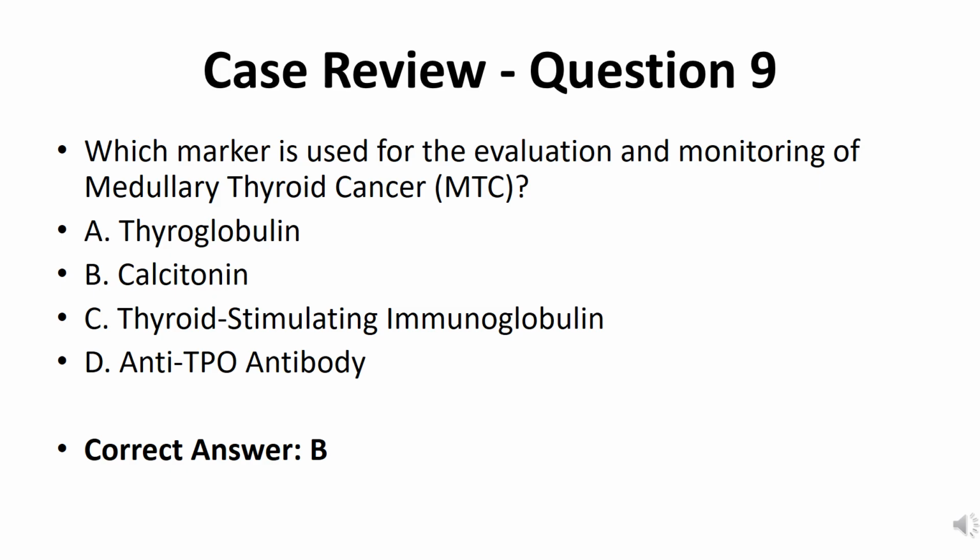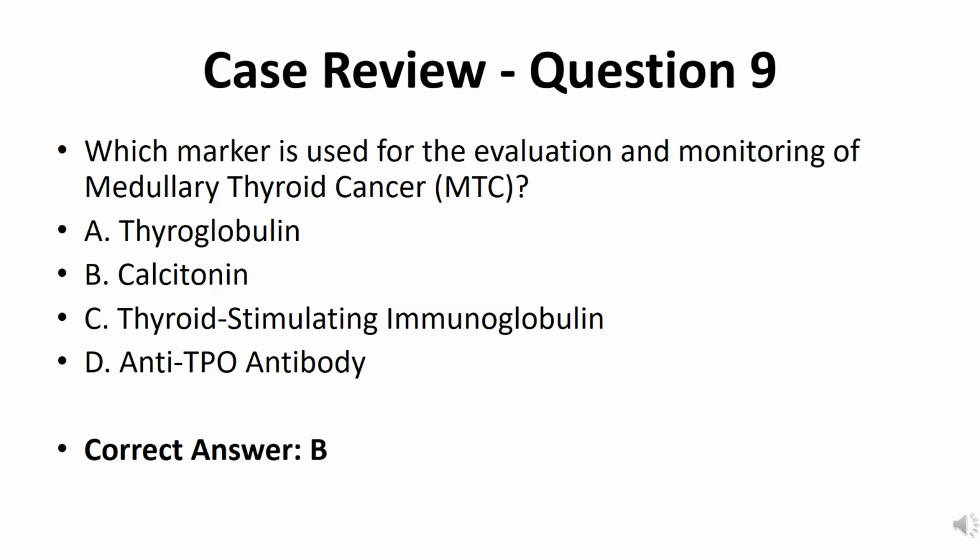cancers. Most thyroid cancers arise from follicular thyroid cells, which are responsible for making thyroid hormones like T3 and T4. Medullary thyroid cancer is different because it develops from parafollicular C cells. These specialized neuroendocrine cells do not produce thyroid hormone. Instead, they produce calcitonin, a hormone involved in calcium regulation.